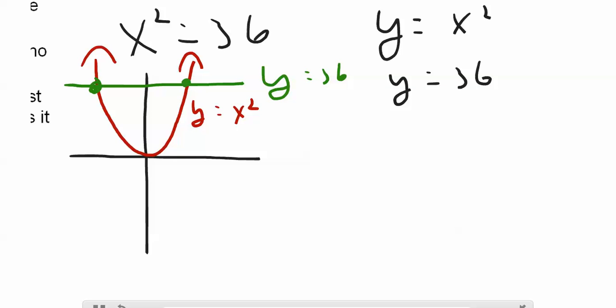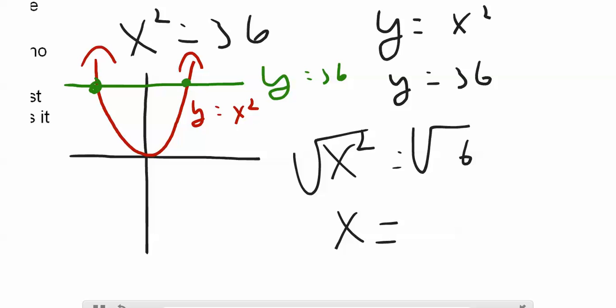Do you know what the values of those 2 points are? Well, if you solve x squared equals 36 and you take the square root of both sides, you can see that x is equal to plus and minus 6. And that would be these locations right here. This would be your positive 6. This would be your negative 6. Don't quite understand? Let's take a look at another one.